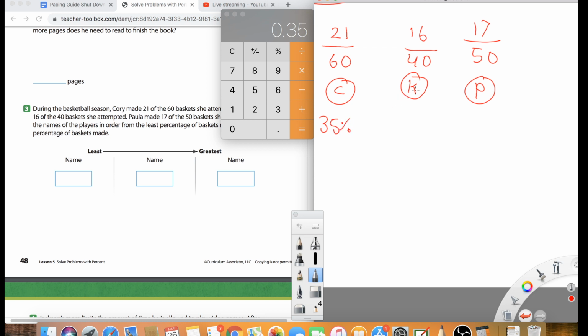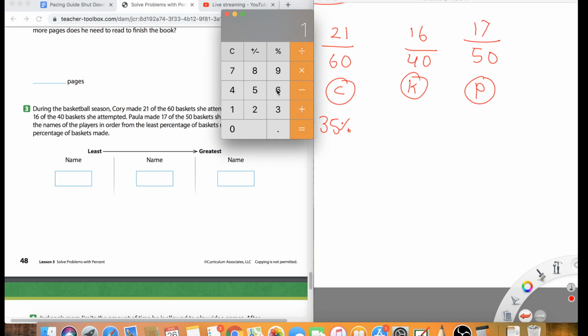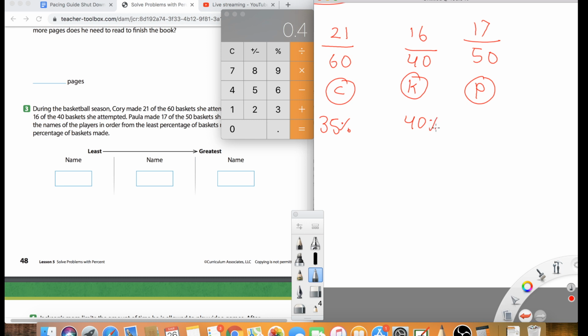For Krista, we're going to do 16 divided by 40, and we get 0.4. Now, 0.4 would mean actually 40%. So 0.4 means 40%, and 0.04 means 4%. 0.4 assumes that you have a 0 afterwards, like that. Or you can do it like this as well, but it's assuming you have a 0 afterwards. That's why 0.4 right here means 40%. They assume a 0 right after that.